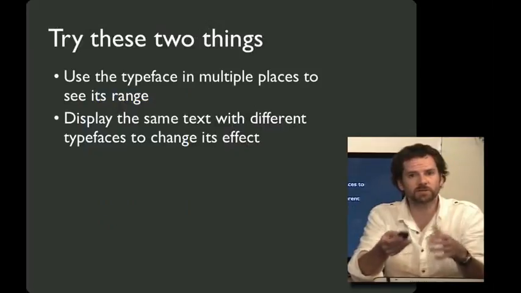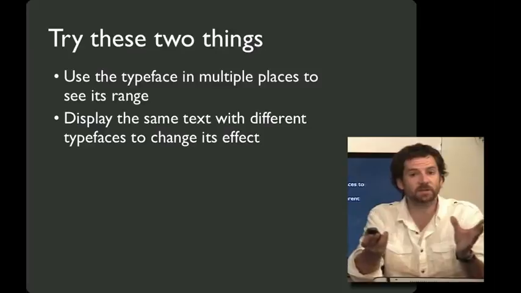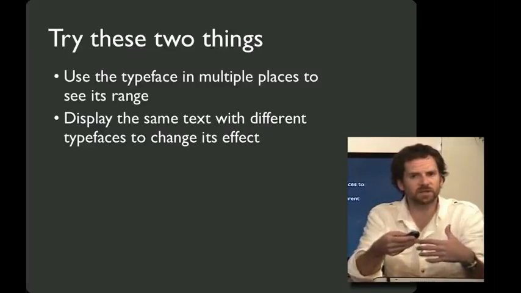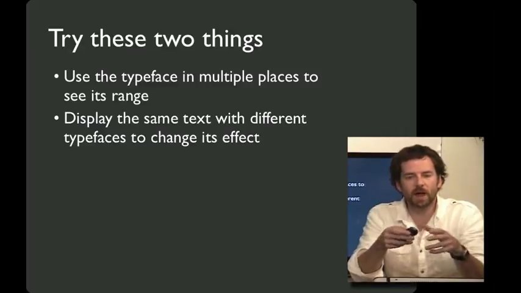Here are two easy exercises you can use to improve your typographical eye. The first one is look around you for all of the different ways that the same typeface gets deployed. That'll give you a sense of its range. And the second one is look at how the same text with different typefaces really changes its meaning.